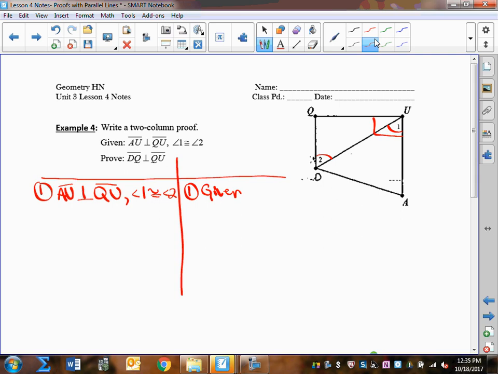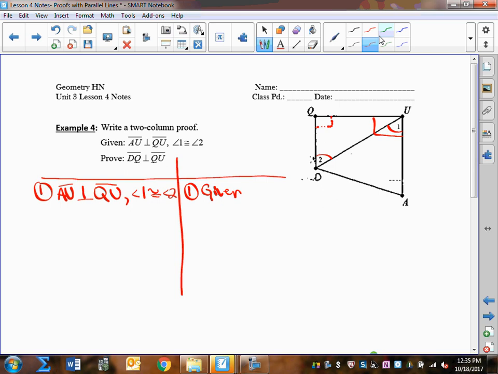Alright, what they want us to do is prove that DQ and QU are perpendicular as well. So we want to show this. Now, we do have a couple of ways we can get there. If I can show that this is 90 degrees or a right angle, that's obviously great. But did they give me any measures of my angles in here? No. And although I could state that this one is 90 degrees, I don't have anything about measure of angle 2, measure of angle 1, so it's probably not the route we want to go down.